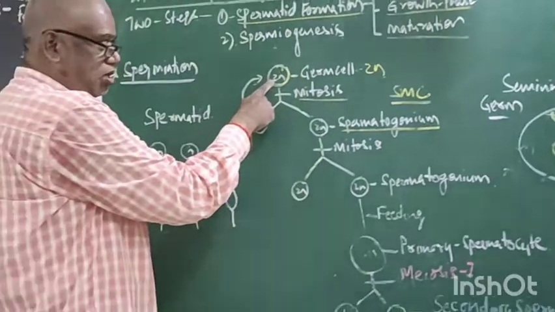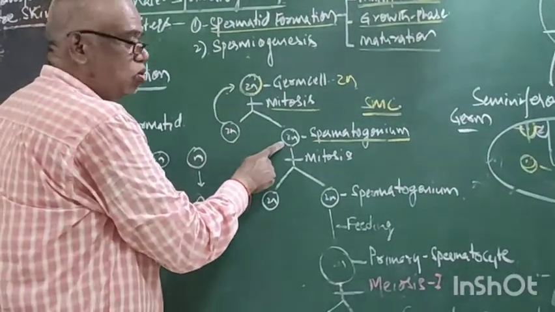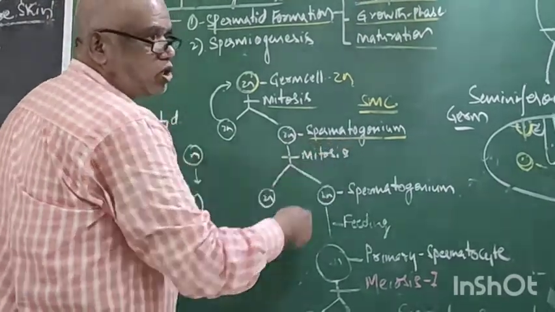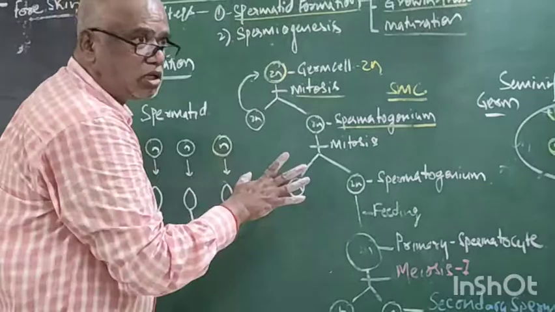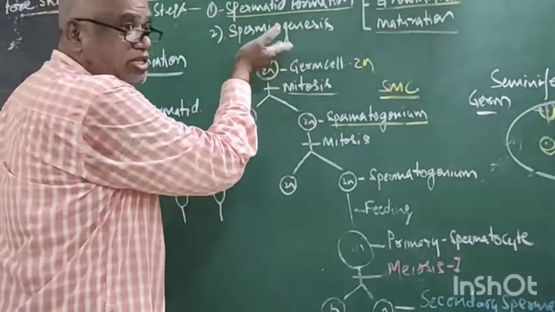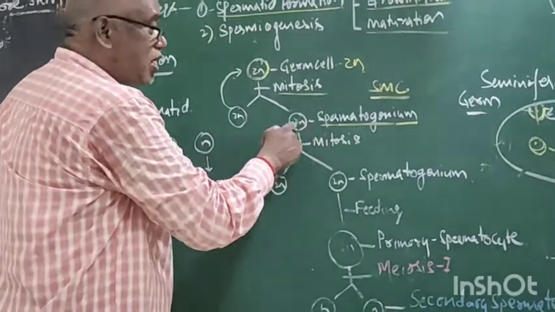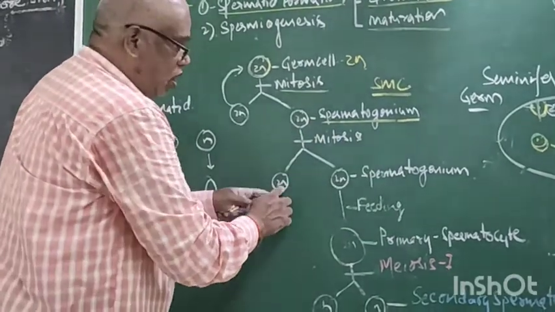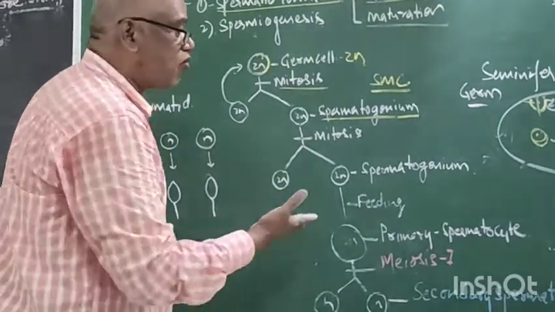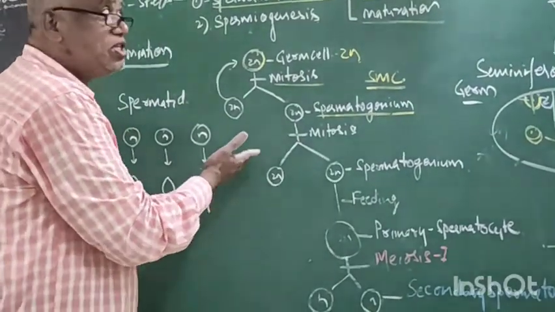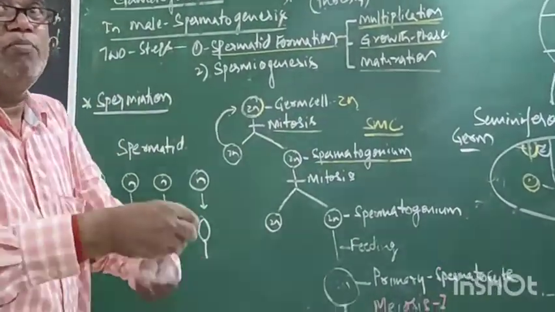One of these germ cells undergoes mitosis. How many daughter cells? Two. Name the two daughter cells. Spermatogonium, diploid. Among these two, one remains in the original place as the germinal epithelial cell. What is the other one? Spermatogonium. It also undergoes replication. Like this, hundreds of spermatogonia form. This is multiplication. The number increases.